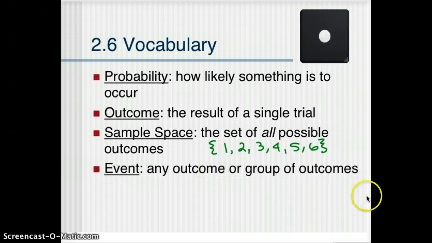Okay, an event is any single outcome or group of outcomes. So the event, the first thing that happened, I rolled a 3. That was the event of rolling a 3. I may say that first I roll a 3 and then I roll a 1. That could be a group of outcomes that's happening. So those are any of the events that are happening.